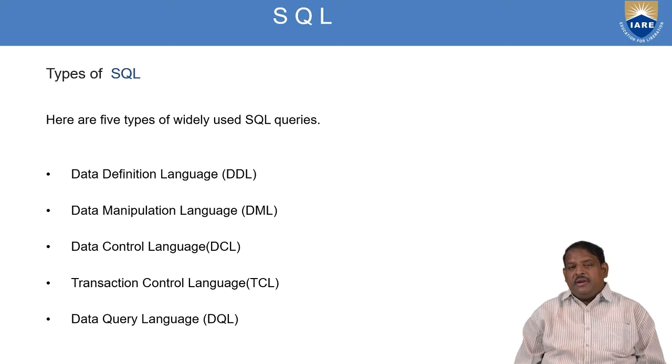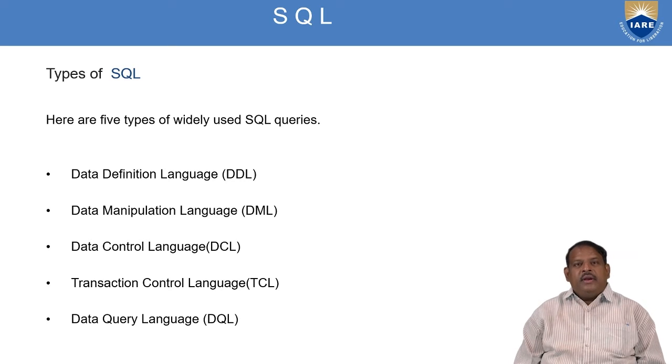First is the data definition language. Data definition means you'll be defining your data there, like how should my table be. That is data definition, DDL, data definition language. Then we have data manipulation language. That means if we need to manipulate your data, then we have to use the commands of DML.